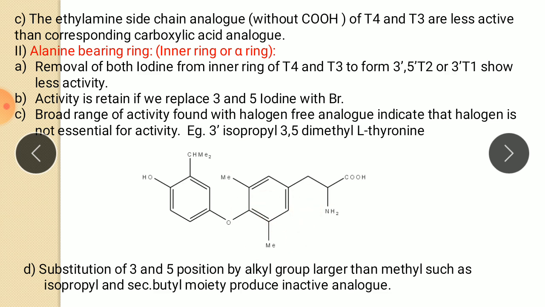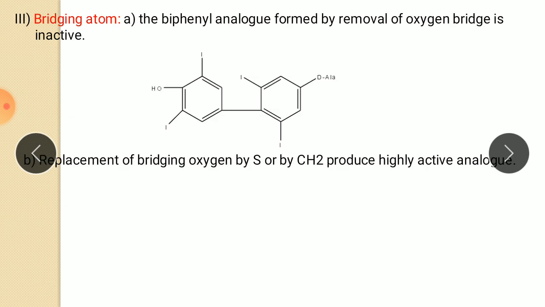Next point, D. Substitution of the 3 and 5 positions by an alkyl group larger than methyl, such as isopropyl and secondary butyl, produces an inactive compound. So if we replace this methyl group with a larger group, that is isopropyl and secondary butyl, then the compound is inactive. Then the bridging atom. In the case of T3 and T4, there is an oxygen between these two rings, so it is called the bridging atom.